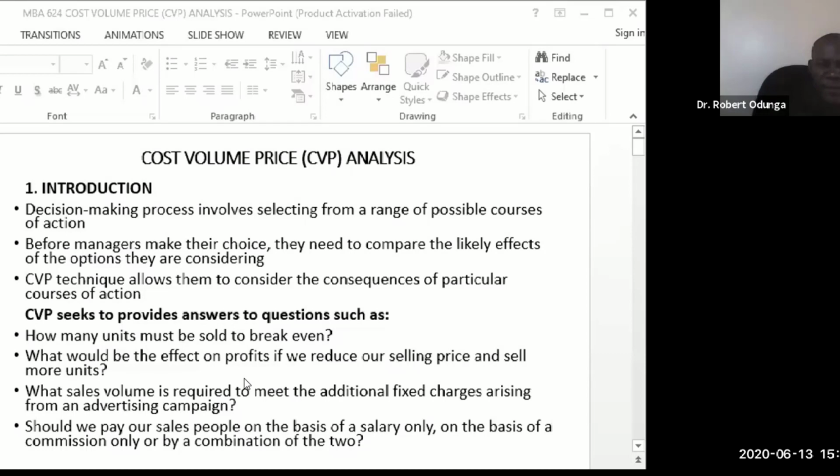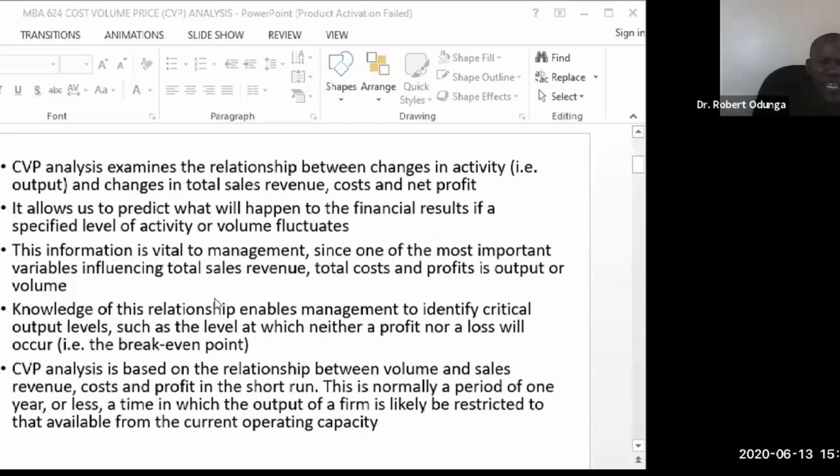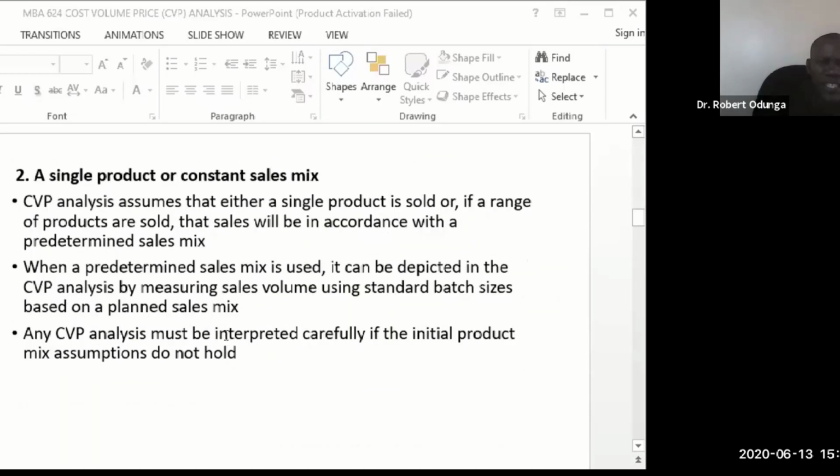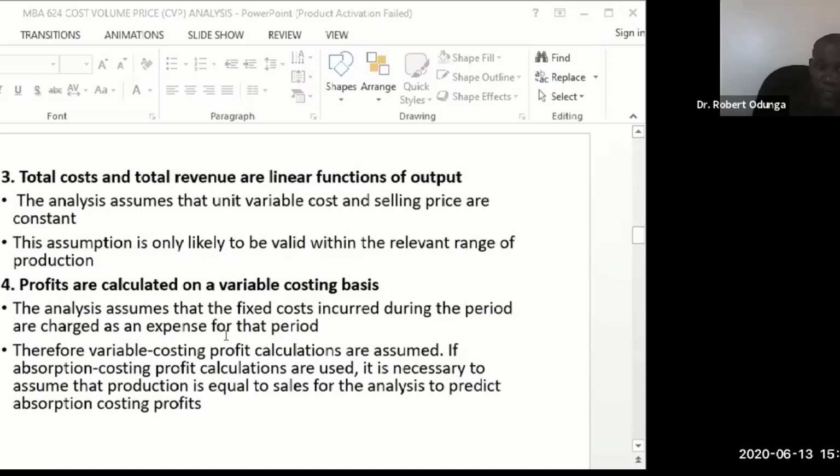So these questions, when you look at them critically and look at assumption number 3, will help you understand that. Because the assumption is not likely to be valid within the relevant range of production. That's what is being explained, because prices are bound to change, because you have to change price if you have to sell more. Costs also, as much as you sell more, you increase your cost, okay?